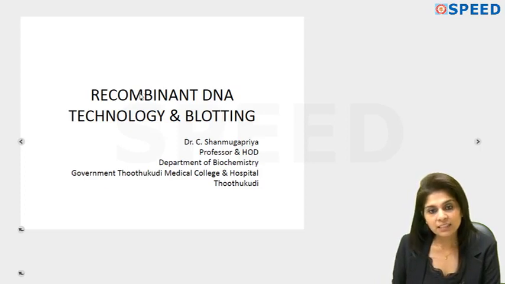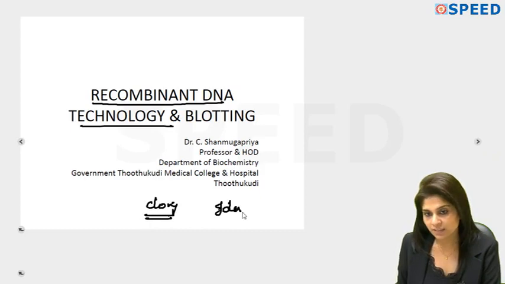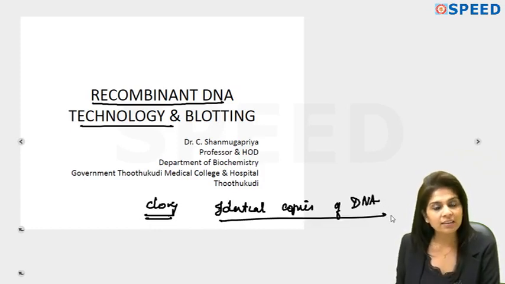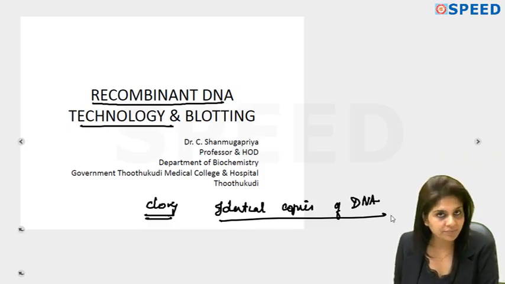First, recombinant DNA technology is one of the cloning techniques. So what is cloning? Cloning means production of identical copies. And here we are trying to produce identical copies of DNA. Why would we want to produce identical copies of DNA? Does it have any application?